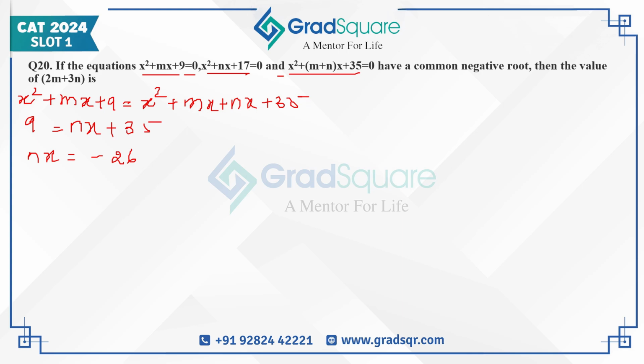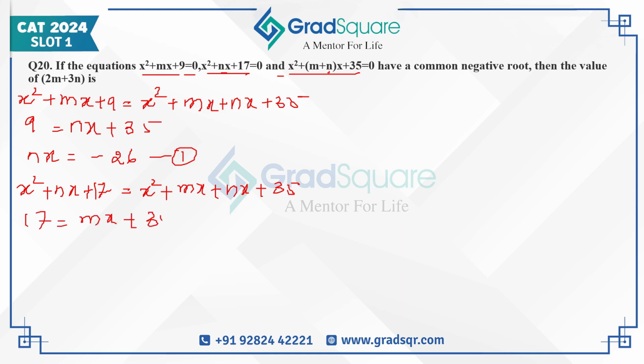Then I equate these two. x square plus nx plus 17 is equal to x square plus mx plus nx plus 35. nx and x square get cancelled. So 17 is equal to mx plus 35, so mx is equal to minus 18, right? So I have nx and I have mx. Let me see if I can find the value of x.